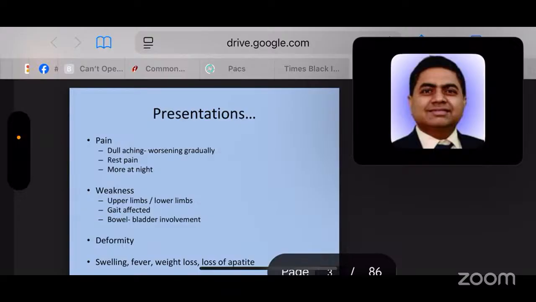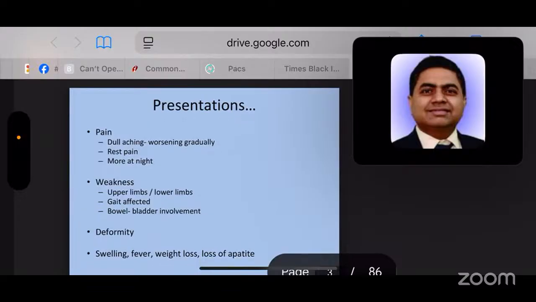Weakness is another symptom. Weakness depends on the pressure on the nerves or the cord. It can be in the upper limb alone or in the lower limb or a combination of both, depending on the site which is affected. When we talk about weakness, it's not just motor weakness; it can also be sensory symptoms. If the cord is getting compressed significantly, the patient will complain of imbalance on walking. In severe cases, there will be paresis or even paralysis of one or more limbs. The patient may develop bowel and bladder symptoms, such as retention of urine or retention of stool.